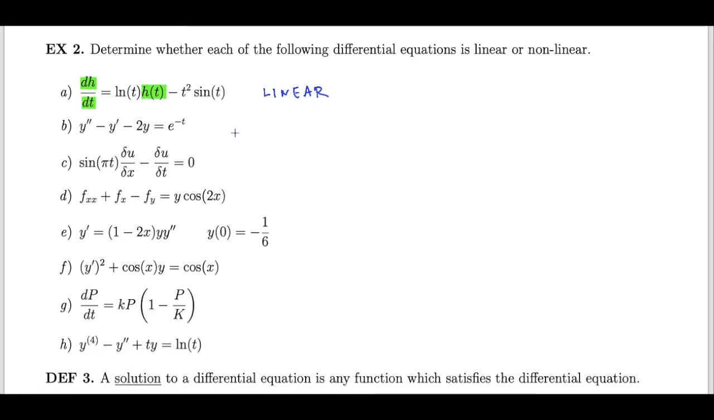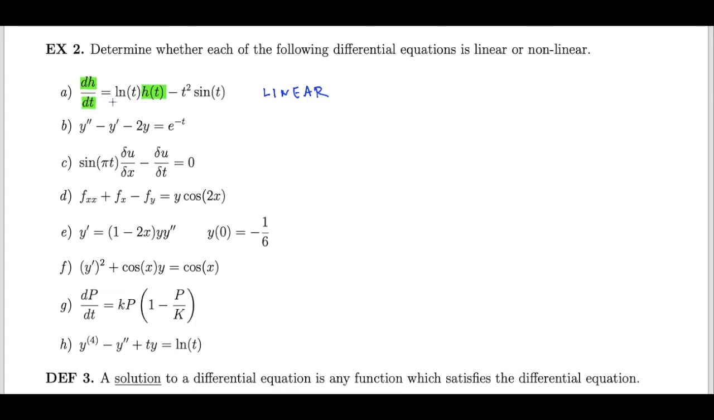You might look at this and say, well, wait a second, what about that t squared? t squared is not linear. Sine of t is not linear. Natural log of t is not linear. But remember that this definition only focuses on the dependent variable terms and derivative terms.